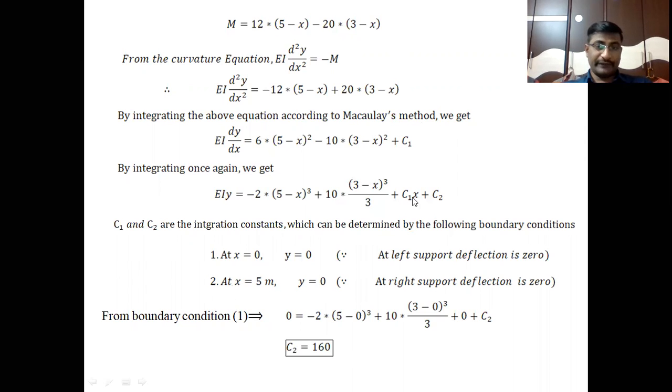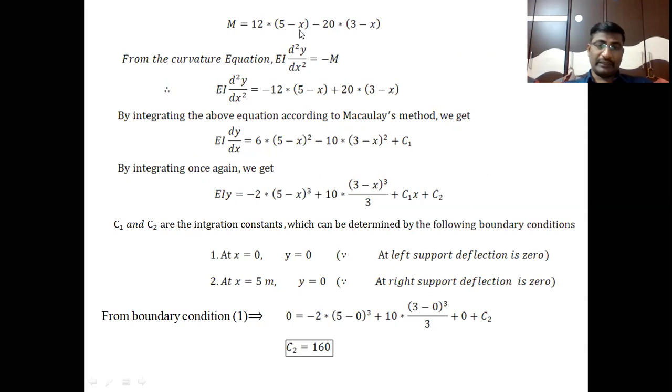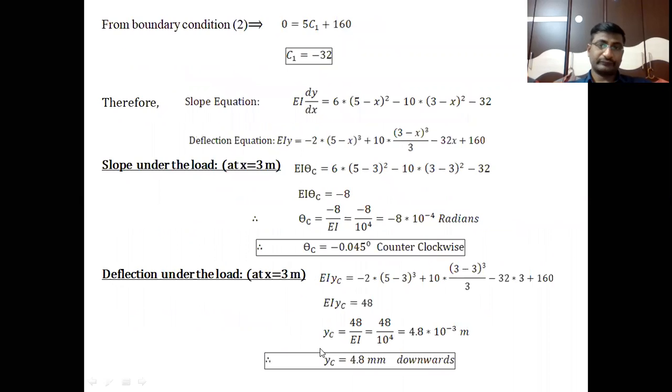So the next term is C1 into 5 plus C2. Here we have 5 minus 5 is 0, so this term is also a neglected term. These two terms can be neglected. So C1 into 5 plus C2 is equal to 0. C2 value is 160, so 5C1 plus 160 is equal to 0. From the second boundary condition, the C1 value is minus 32.